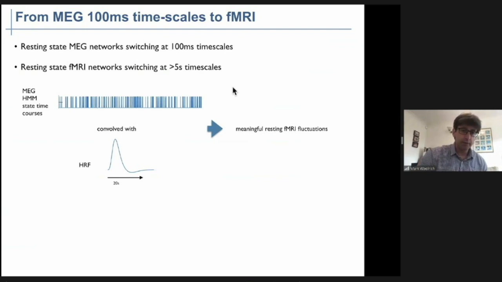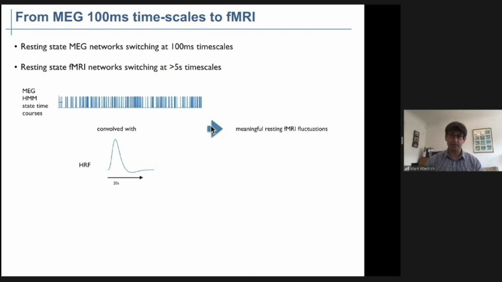Okay, so we have arguably these meaningful fluctuations at 100 millisecond timescales in the resting state MEG data. And at the same time, we of course have fluctuations in fMRI data at much slower timescales, sort of a 10-second timescale. So an obvious question is, what links these two different timescales? Is there a link between them? Or maybe they're completely independent processes.